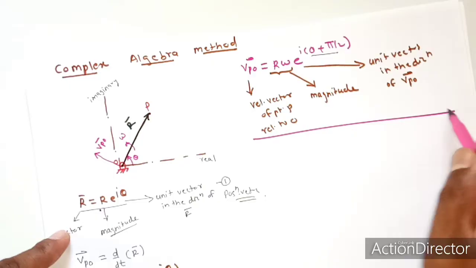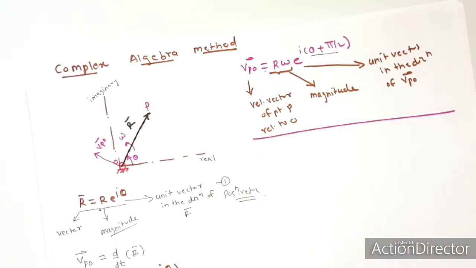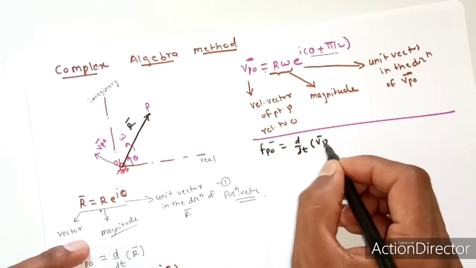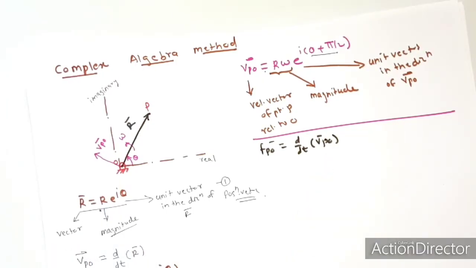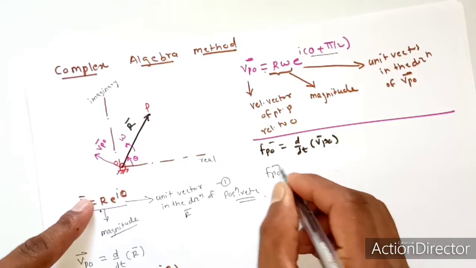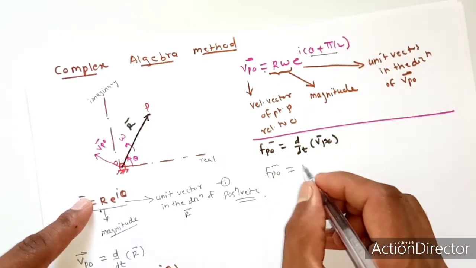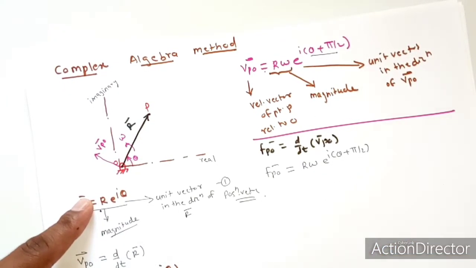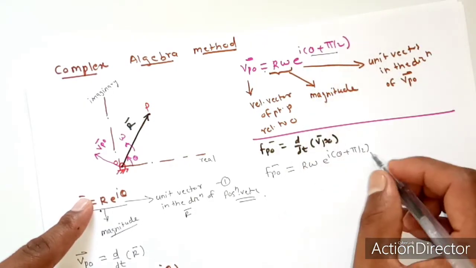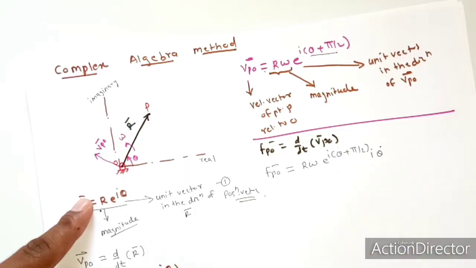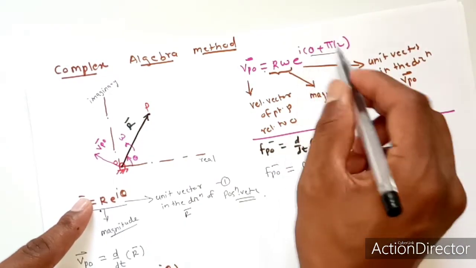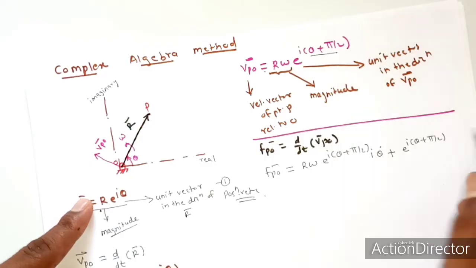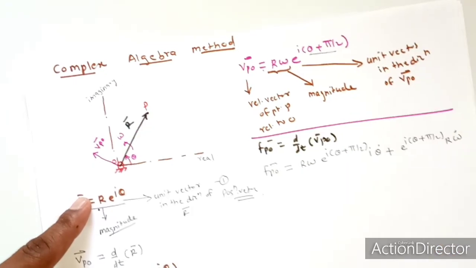Now to find out the acceleration, we will differentiate this equation with respect to time. So acceleration of P relative to O equals the time derivative of the velocity vector. So acceleration of P relative to O equals r omega common, derivative of e raised to i theta plus pi by 2 is e raised to i theta plus pi by 2, and derivative of i theta plus pi by 2 is i theta dot, plus, now e raised to i theta plus pi by 2 common, r is constant and derivative of omega is omega dot.